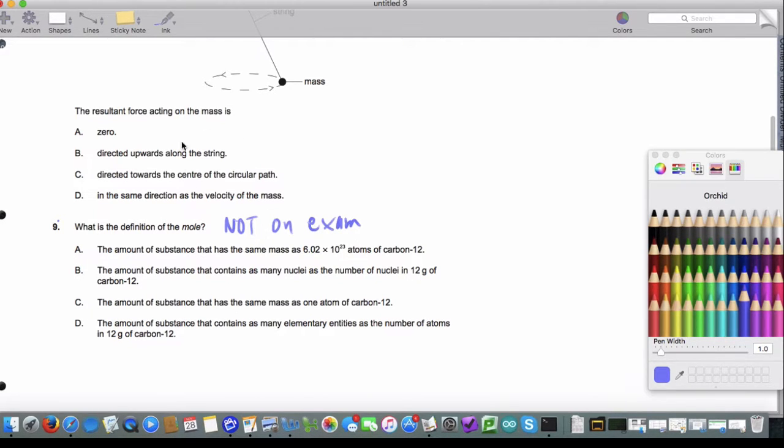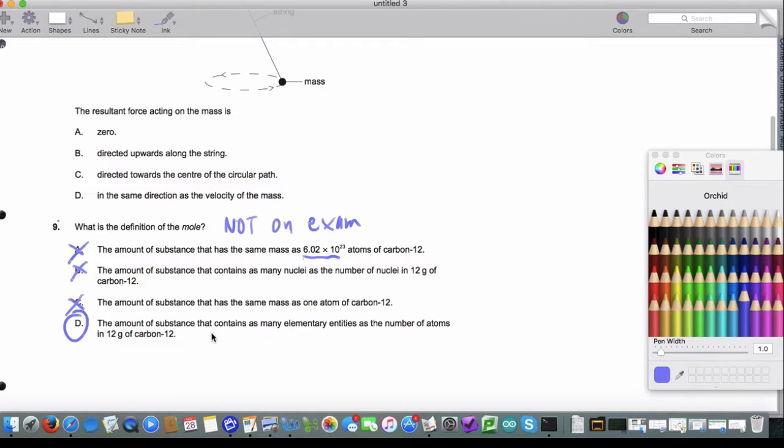So, this one's a little tricky. The amount of substance that has the same mass as 6.2 times 10^23 atoms of carbon-12. Here's the thing. This is going to require that I actually measure out this number of atoms, which is going to be really hard to do. The amount of any substance that contains as many nuclei. Well, a mole can apply to something that's not nuclei. We can have a mole of eggs if we want. This one's just ridiculous. The amount of substance that has the same mass as 1 atom of carbon-12. How could we do anything practical with that? Moles are meant to measure big numbers. So that leaves us choice D.